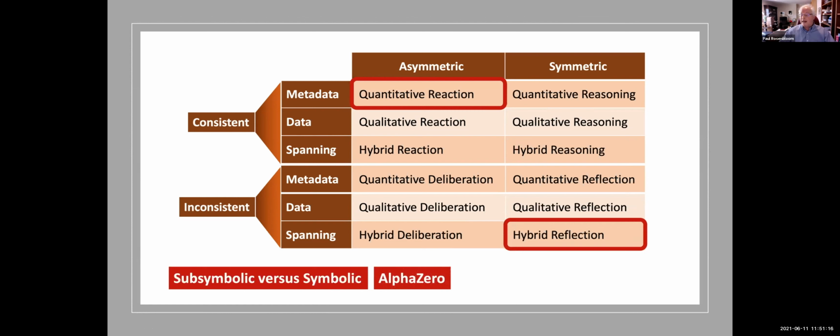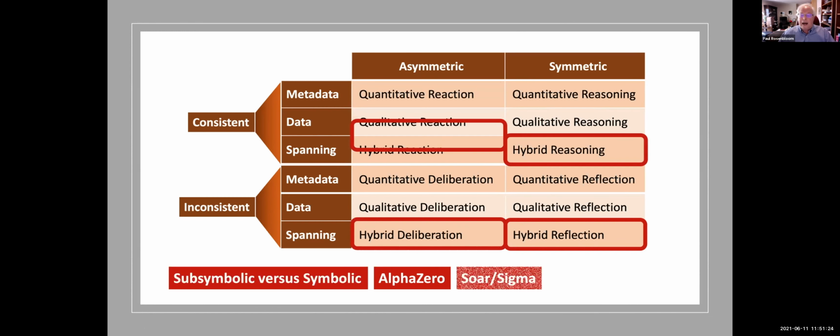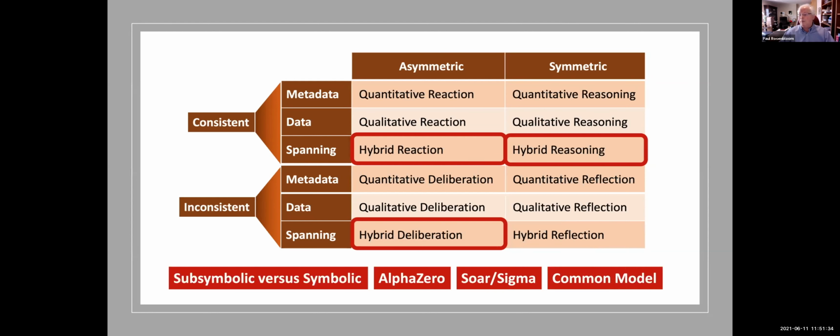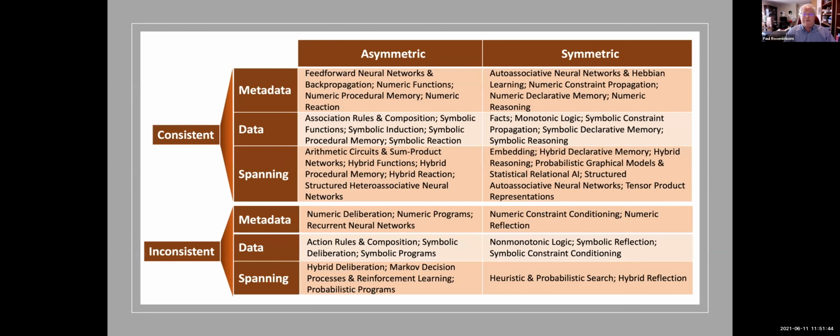You can then, if you shift that down 1, essentially get AlphaZero, which spans quantitative reaction with hybrid reflection. If you do hybrid versions of all 4, you get a form of the kind of thing you see in Soar and Sigma, and possibly other architectures as well. And then if you drop hybrid reflection, you get the common model, because it does not yet cover reflection, but it does have data and metadata in all the other boxes. Again, this can be fleshed out in many different ways, leaving lots of potential flexibility in terms of building actual systems.